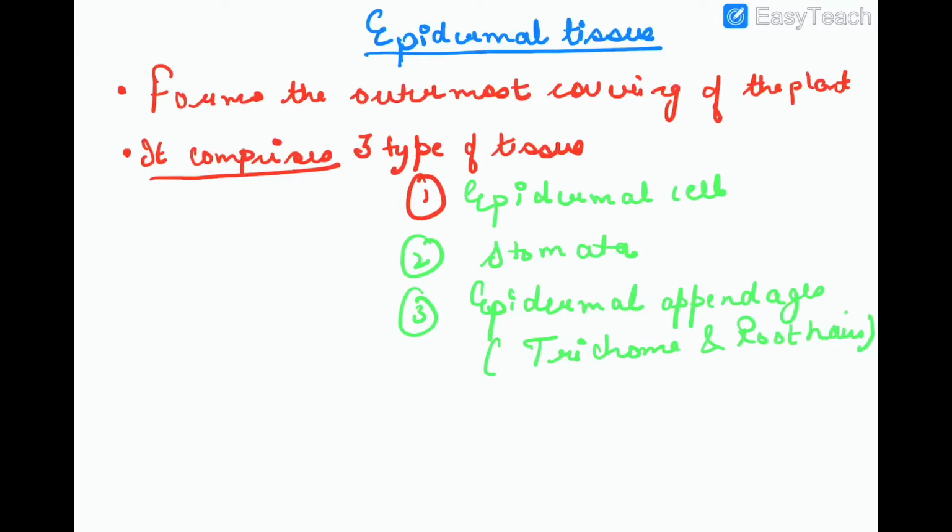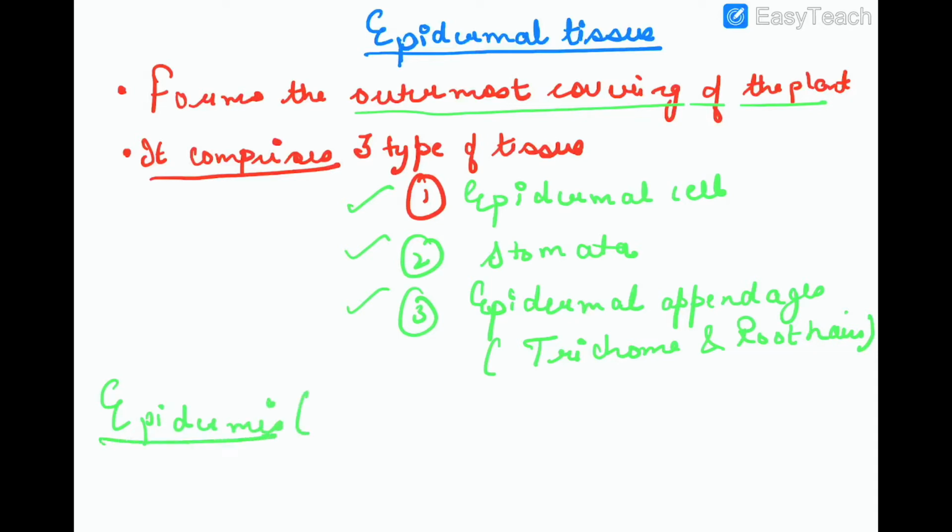So let us discuss in detail all the three components of the epidermal tissue. First of all, epidermal tissue forms the outermost covering of the plant, and it consists of three tissues, that is the epidermal cells, stomata, and the epidermal appendages. Now let us talk about the epidermis, which is written here as epidermal cells.